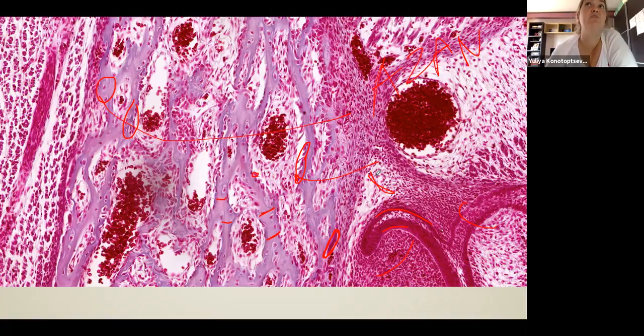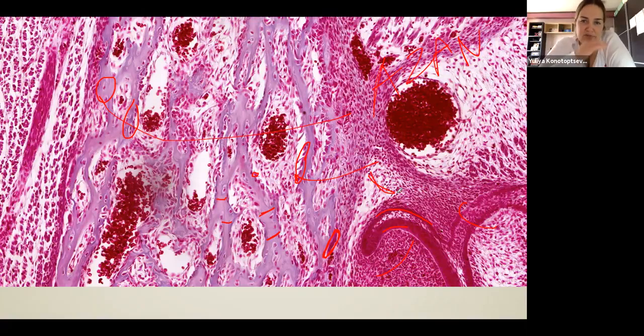Okay, but you're right to say, yes, these cells, osteoclasts, they come from blood. They don't come from mesenchyme, they come from blood. Just don't forget, where does the blood come from? It comes from the bone marrow, right? So this red bone marrow, the hematopoietic stem cells.